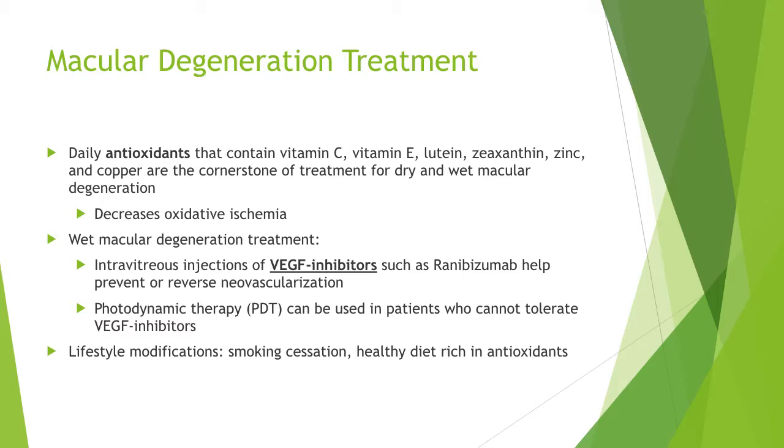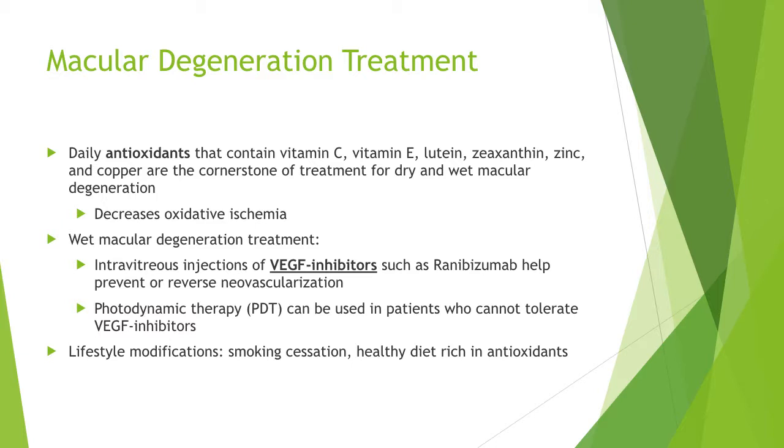We will now discuss the treatment of macular degeneration. Antioxidants are the cornerstone for treatment of both wet and dry macular degeneration. Antioxidants work to fight oxidative ischemia, which leads to retinal ischemia and the development of drusen and patches of depigmentation. Therefore, antioxidants can help to reduce the progression of macular degeneration. Wet macular degeneration has further treatment options. As we discussed earlier, VEGF is a catalyst for angiogenesis. Therefore, VEGF inhibitors can be used and injected intravitreously every 2 to 8 weeks to help prevent or reverse angiogenesis.